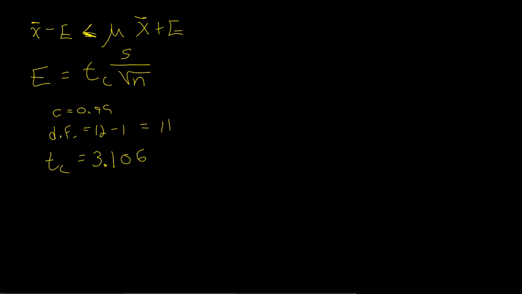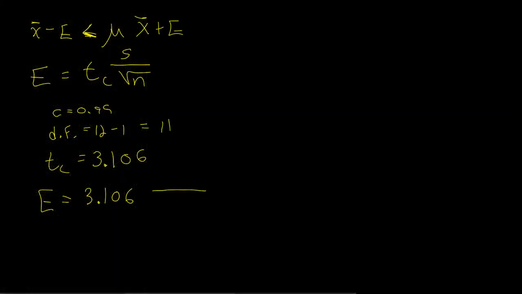So we have our tc value, and we can now calculate our E, which is going to be 3.106 times 303.8 divided by the square root of 12. I have to flip back over to the calculator here, so I'll do that with you. I put this together, 3.106 times 303.8 divided by the square root of 12, and I get an error of 272.4.